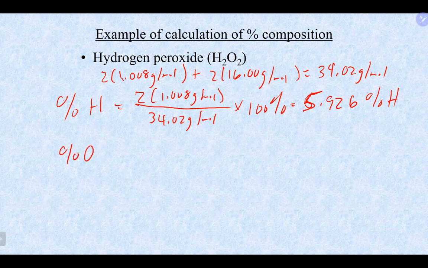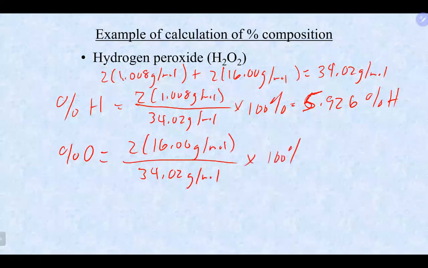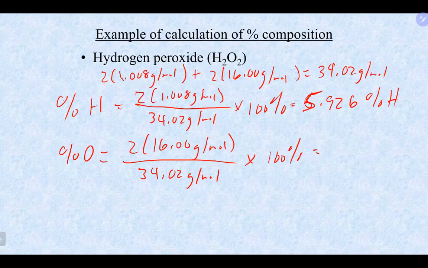We could do the same thing for our oxygen here. Our percentage of oxygen would be, we also have 2 oxygens here, which would be 2 times 16, again from the periodic table where we get that number, divided by 34.02 times 100%. In this case, we would get 32 divided by 34.02 times 100%, which gets us 94.06% oxygen. Any questions on that one there?